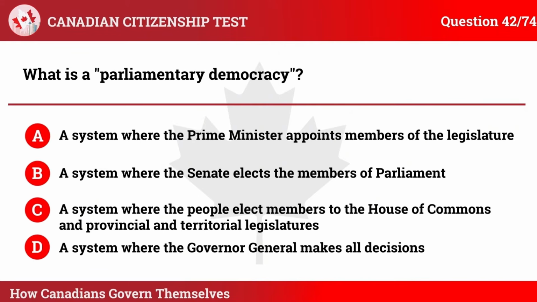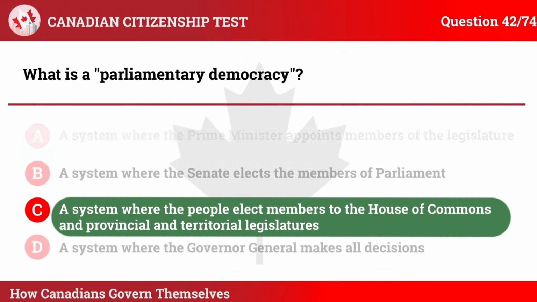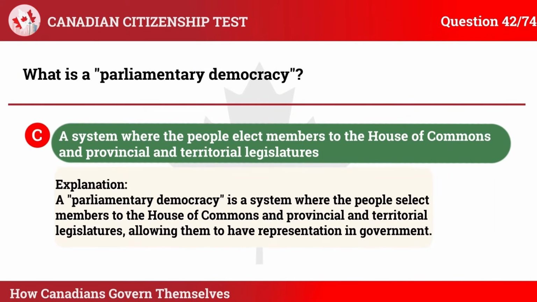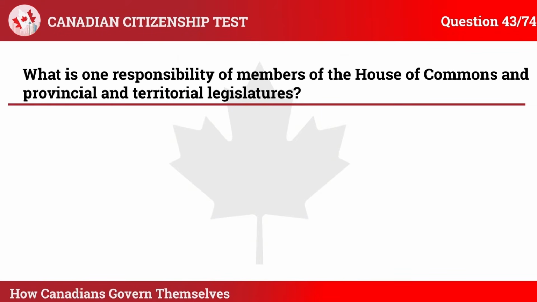The correct answer is C. A system where the people elect members to the House of Commons and provincial and territorial legislatures. Explanation: A parliamentary democracy is a system where the people elect members to the House of Commons and provincial and territorial legislatures, allowing them to have representation in government. Question 43. What is one responsibility of members of the House of Commons and provincial and territorial legislatures?